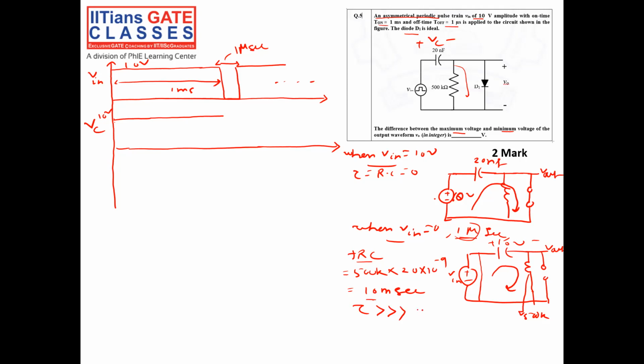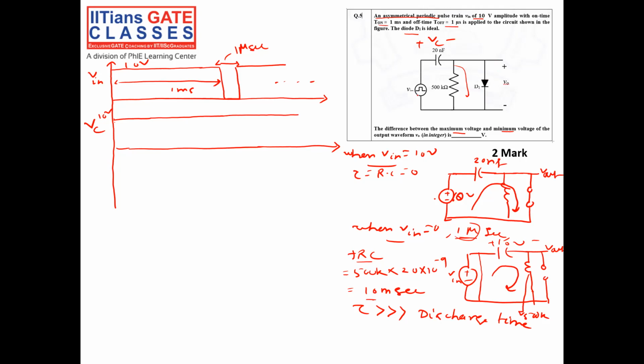It will not discharge at all because it needs 10 millisecond, and I am applying V in 0 only for 1 microsecond. So the discharge will be approximately 0, and the capacitor voltage will stay at the same value. Now, what is V out?